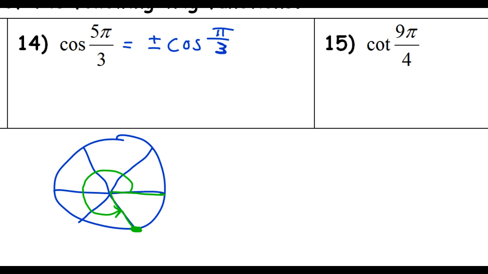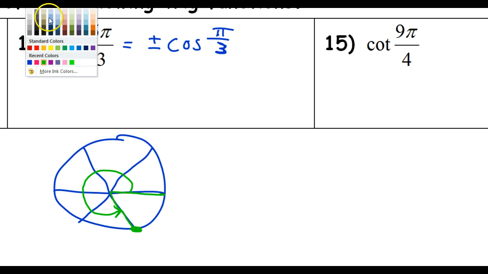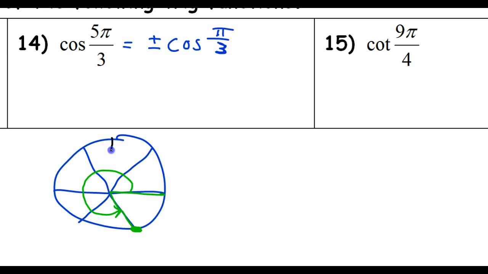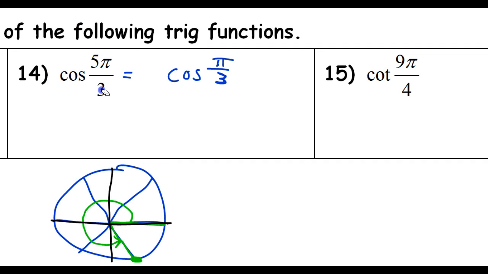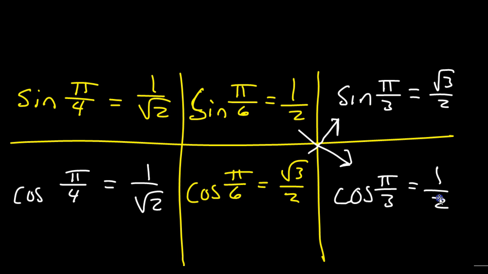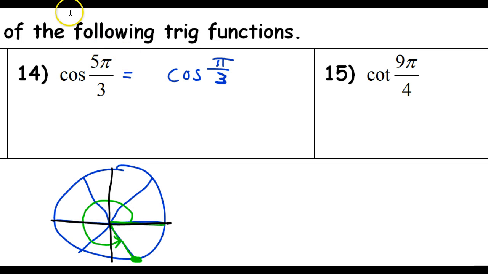So is cosine negative here? Well, it is not. Cosine is positive here. Because look, here's the y-axis and the x-axis. So this is in the fourth quadrant. Cosine is the x value, and x values are positive to the right of the y-axis here. So I don't actually need a negative sign or anything. So this is going to equal cosine of pi over 3. Now this is again one of those values that we wrote down at the beginning. Cosine of pi over 3 is 1/2. So that's it. The answer is 1/2.